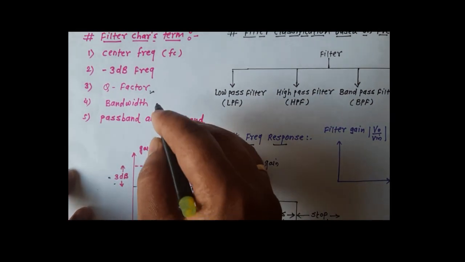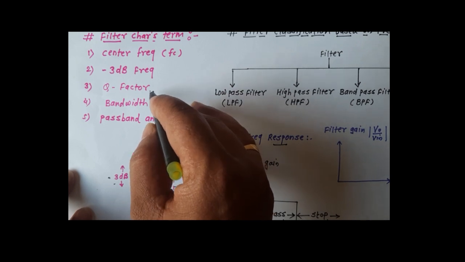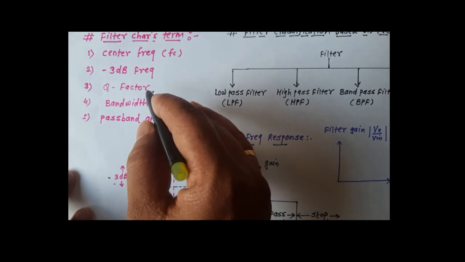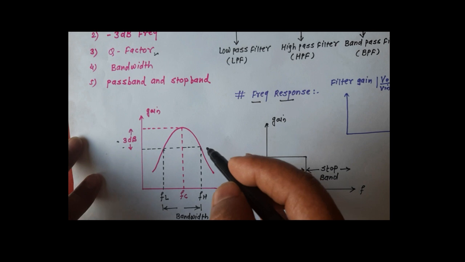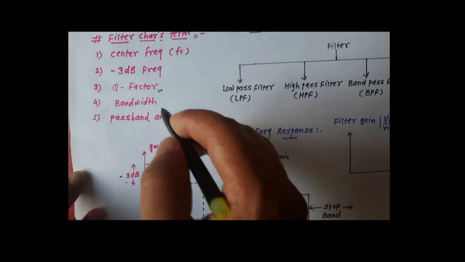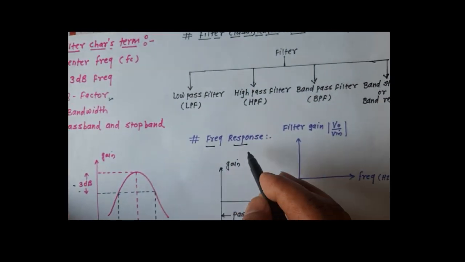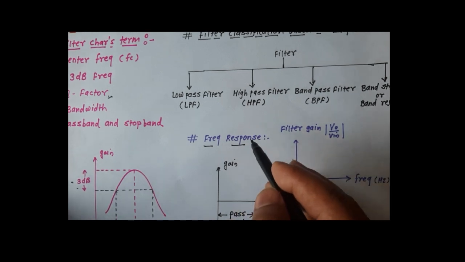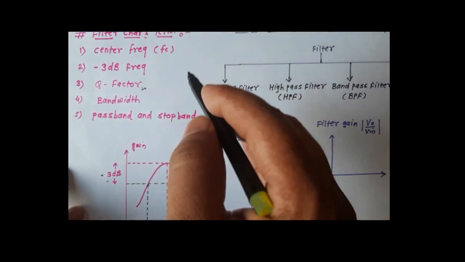The most important thing is that the higher the value of Q, the smaller the bandwidth. If the Q is high, the bandwidth is low. And the higher the value of Q, the sharper the frequency response. The frequency response will be more sharp if the value of Q is high.